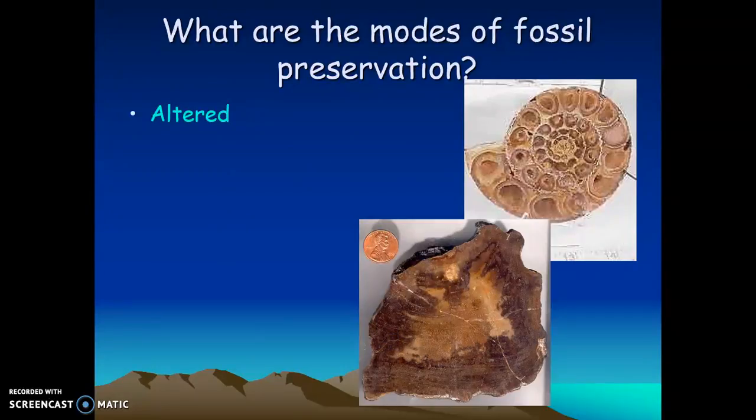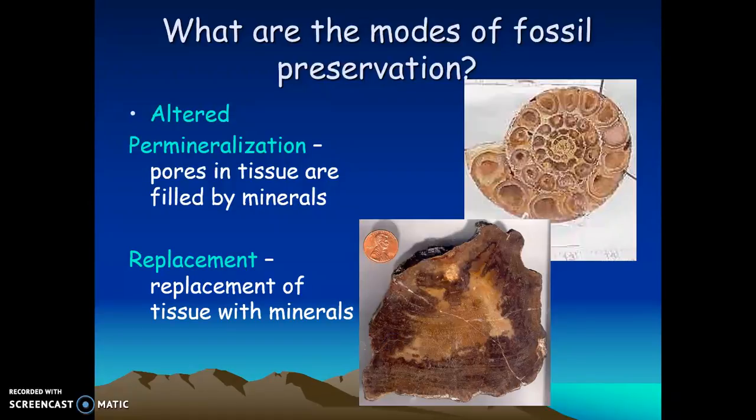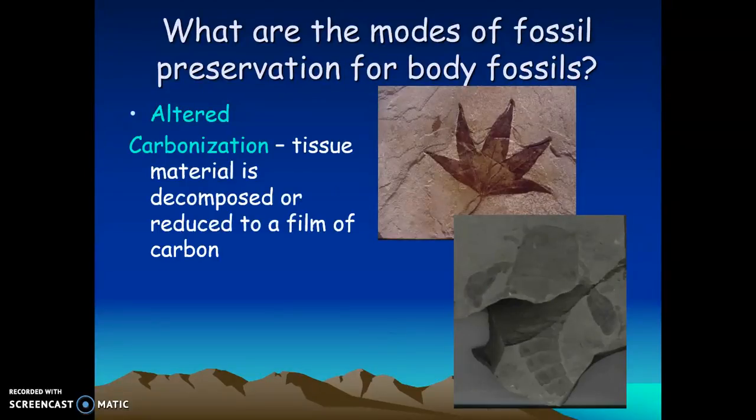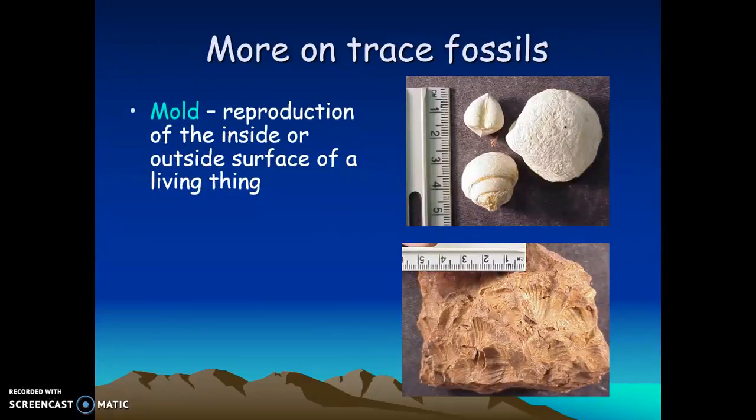And then these are some altered types of fossil preservation. Permineralization is where the pores in the tissue are filled by minerals. And replacement is the replacement of tissue with minerals. We have altered. This is the carbonization, where tissue material is decomposed or reduced to a film of the carbon. And this is more on trace fossils.